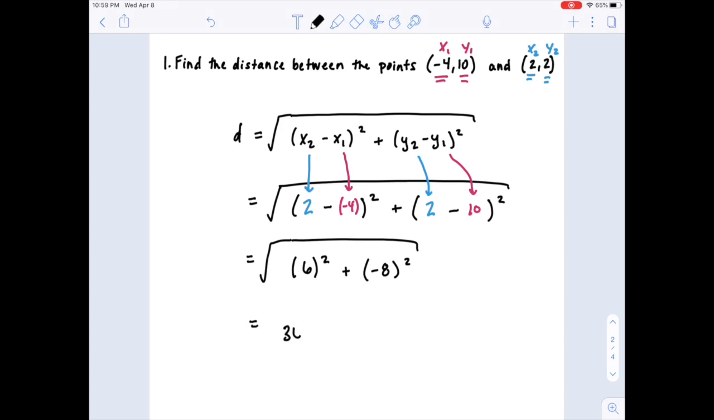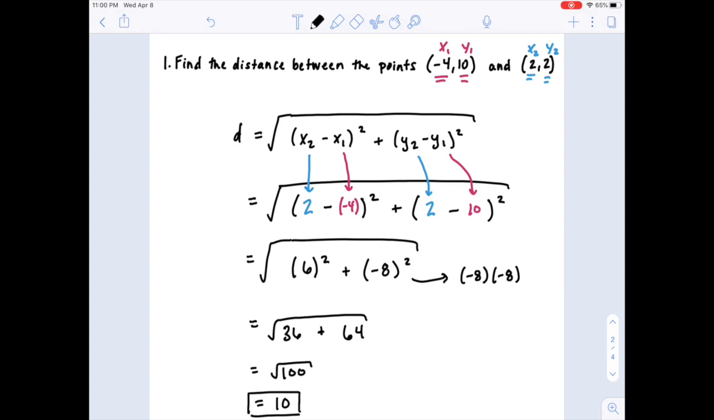6 squared is 36. Negative 8 squared is positive 64, because that means negative 8 times negative 8, and a negative times a negative is a positive, so we get positive 64. That gives us 100, and then the square root of 100 is 10. So our distance between these 2 points is 10.